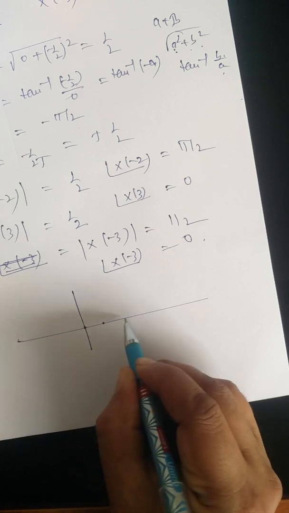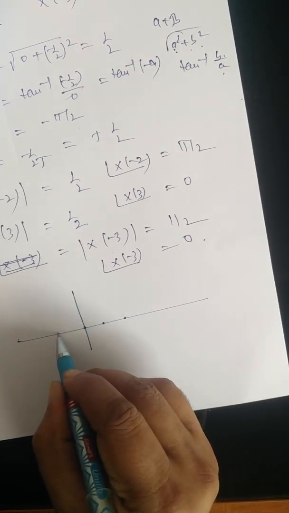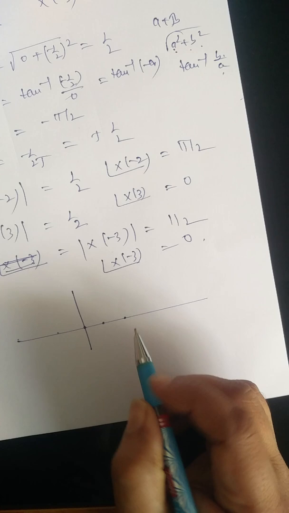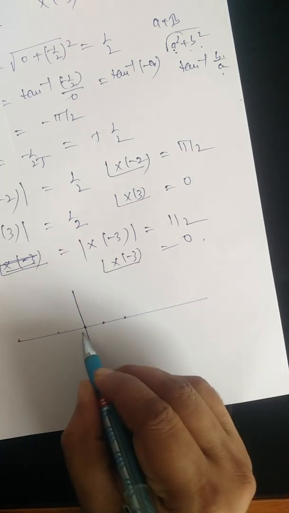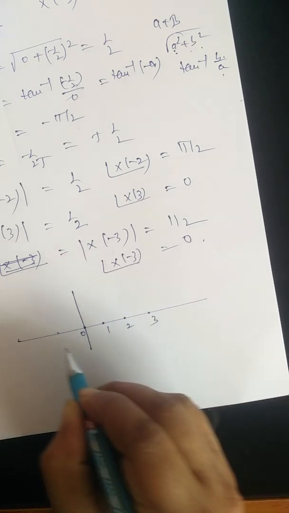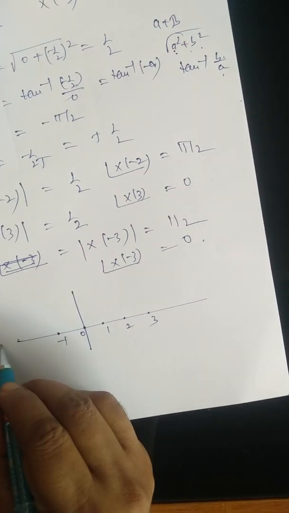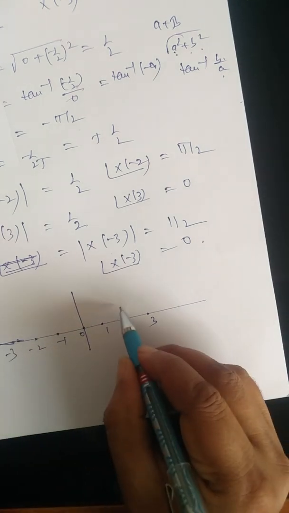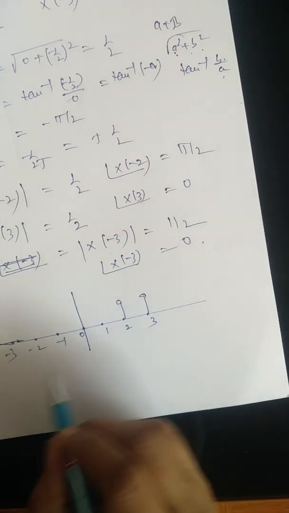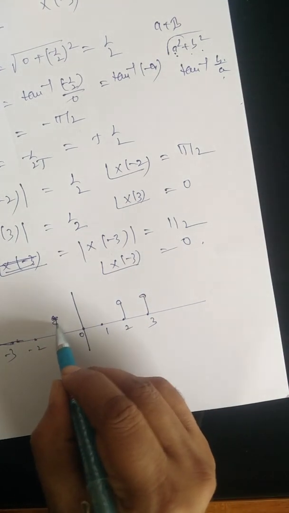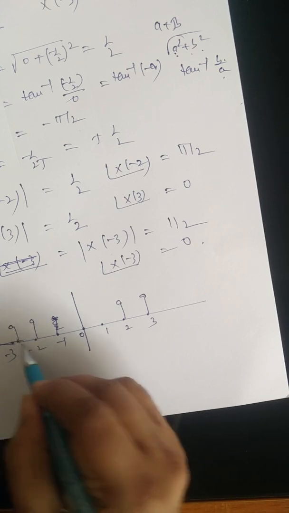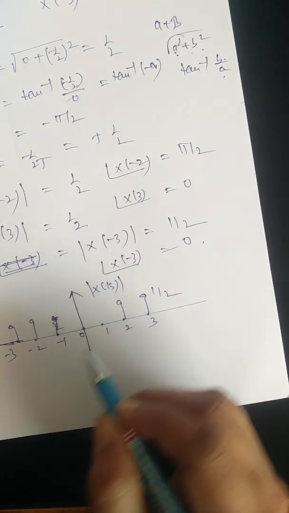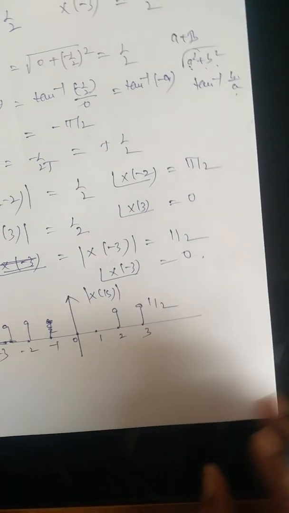At 0 it is 0, and at 2 its magnitude is 1 by 2. This is also 1 by 2, this is also 1 by 2. This is the magnitude of the Fourier series coefficient X of k.